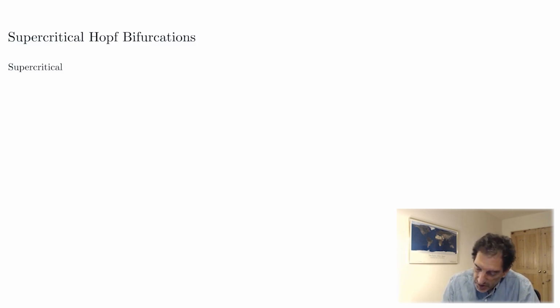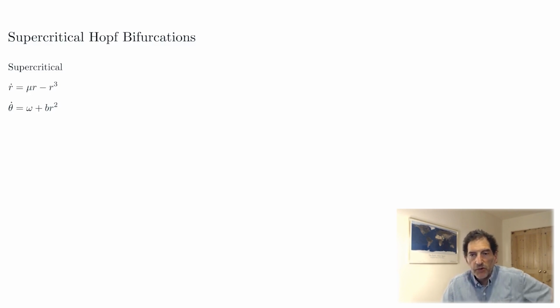It's the two-dimensional system in polar coordinates of r dot equals mu r minus r cubed, and theta dot equals omega plus b r squared. Let's ask what happens to this system as the control parameter mu is varied. Let's plot, as mu is varied, the equation of motion in the r direction.